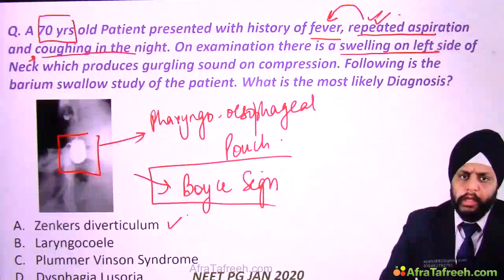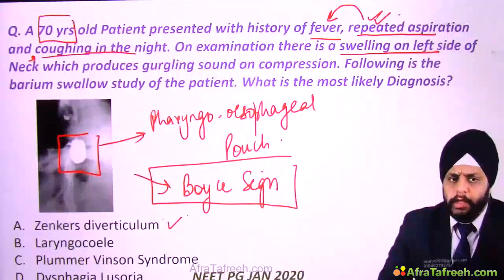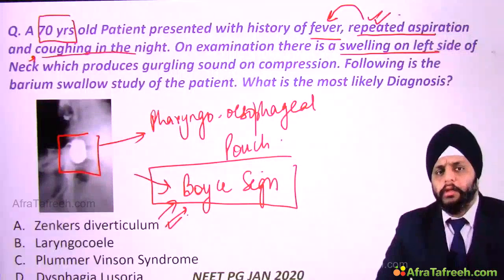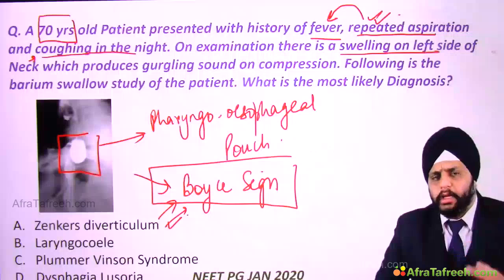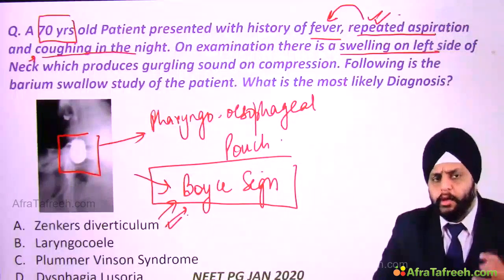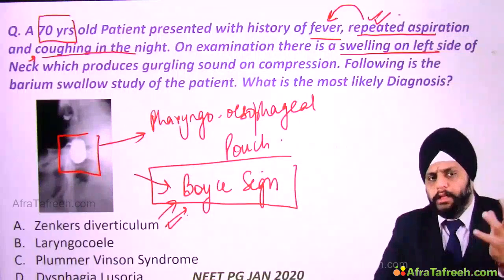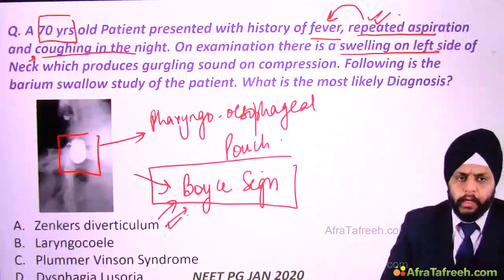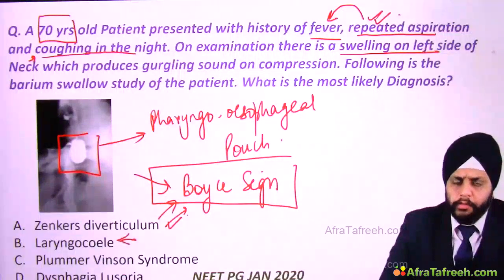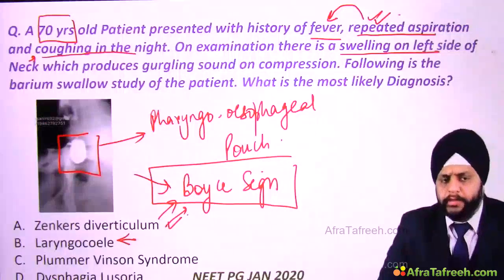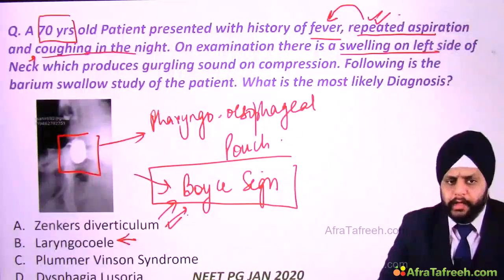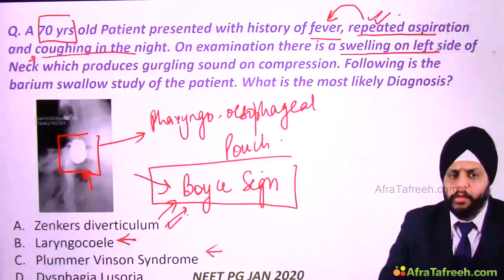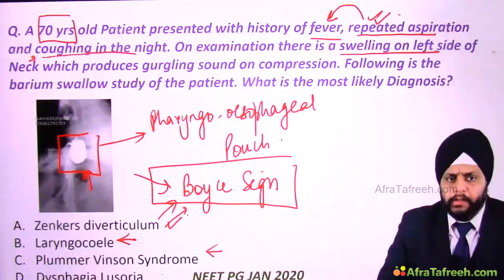Okay, so in Zenker's diverticulum, we have a sign known as Boyce sign produced by the escape of food and liquid materials. So that's a gurgling sound produced by the escape of food materials on compression. This will be seen only when the pouch is big enough so that you can press it from outside. Right? Laryngocele we will discuss in the larynx. It has a totally different presentation. The Plummer-Vinson syndrome will not have a pouch, rather it will have a filling defect, as I just showed you in the previous X-ray.